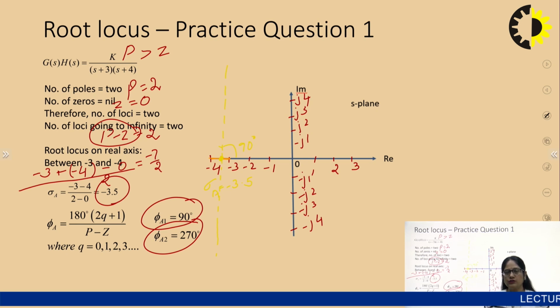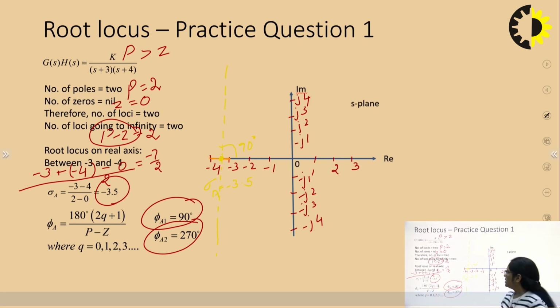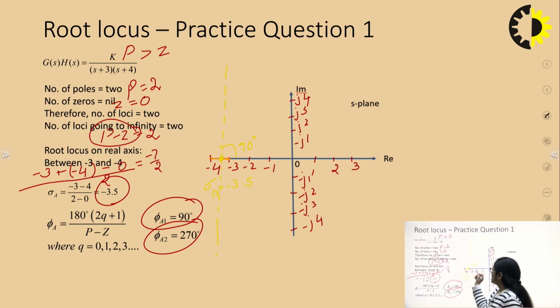Since the number of zeros in this system is nil, therefore, the root locus will start from minus 3 and tend towards infinity, and the other, that is the pole at minus 4, the locus will start from minus 4 and go towards infinity. So, what is the breakaway point? When the gain is 0, the sketch is here, but after this what happens? When the locus keeps on moving, it will break on the real axis.